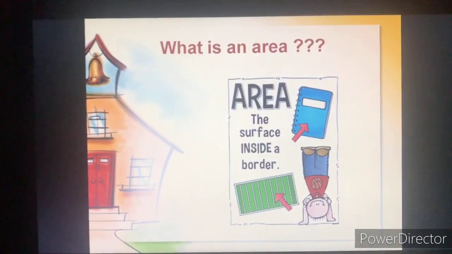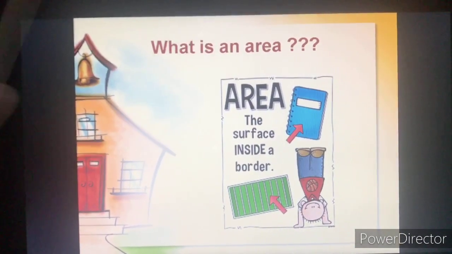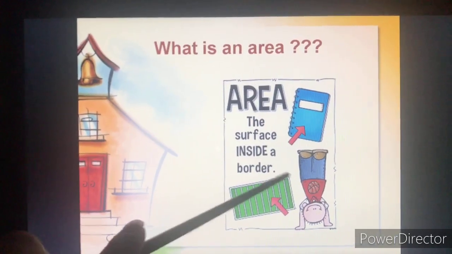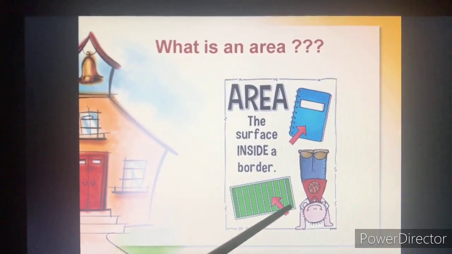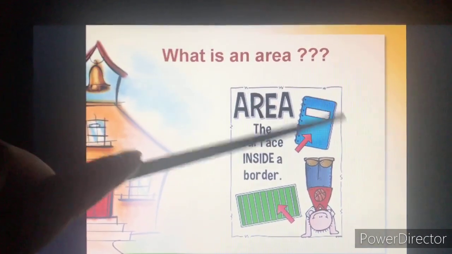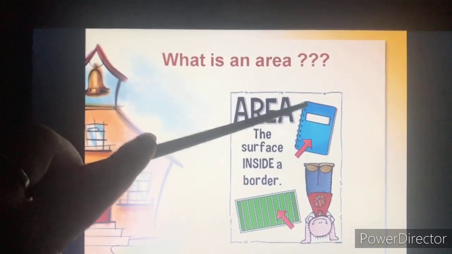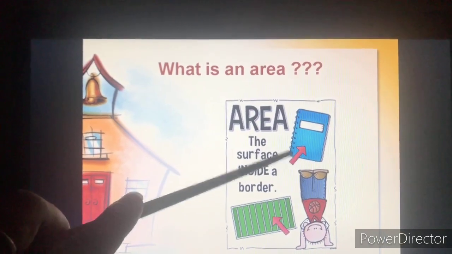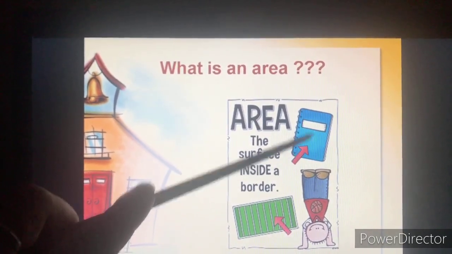Now the other point is area. So what is an area? The area is occupied portion or the surface inside the border. What's the area of this book? Means whole this inside portion will be area.